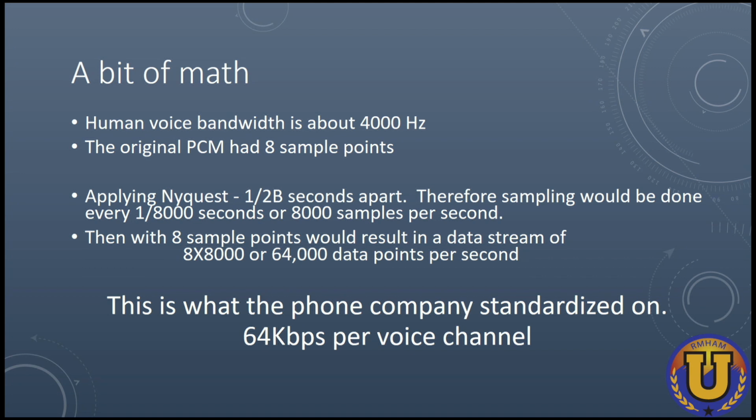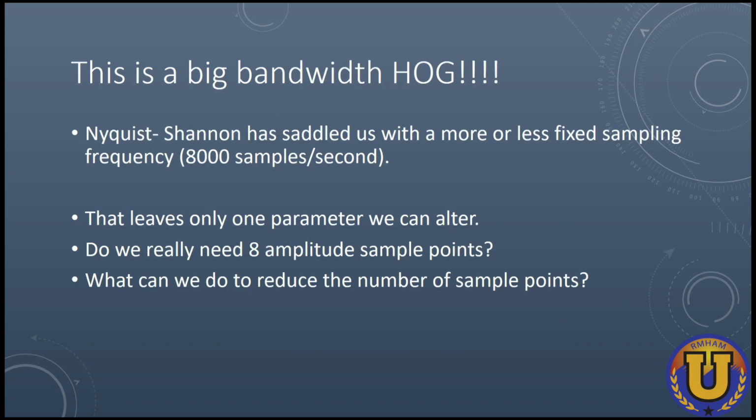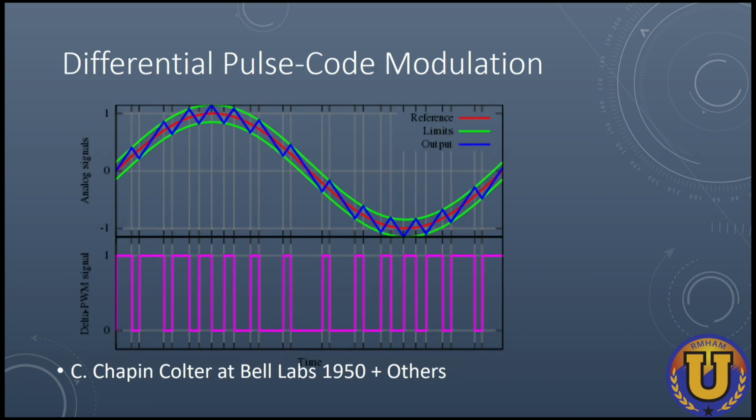However, I think they've done a lot more on compression. But if we want to reduce that, what do we got to do? If that's a bandwidth hog, what can we alter? Can we alter the Nyquist theory? Can we sample it less? You know, frequency? Maybe what we can do is look at, can we reduce the number of sample points? And that's what they did.